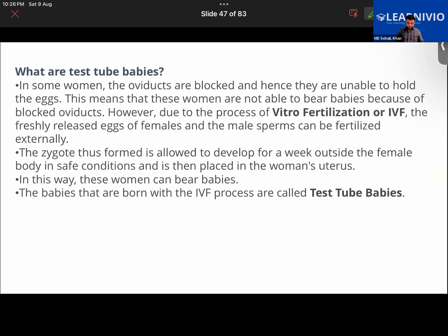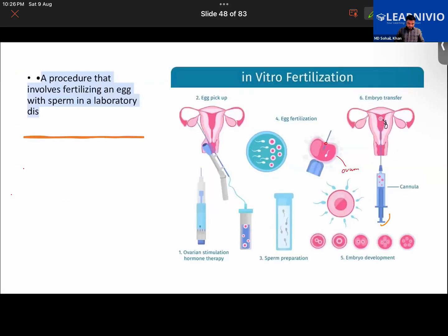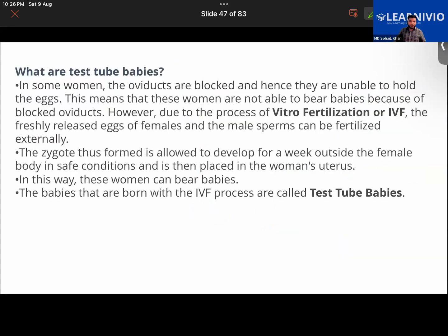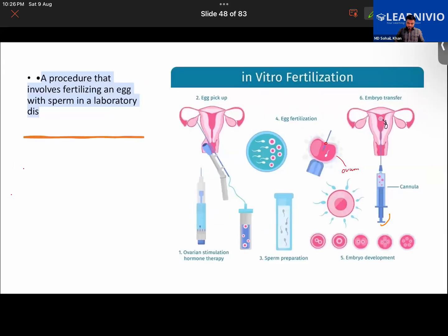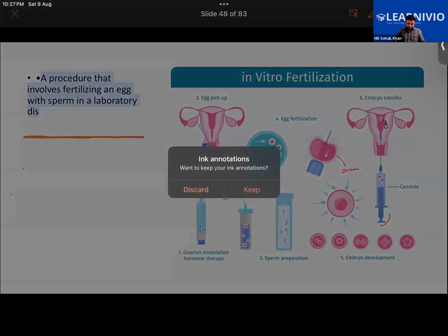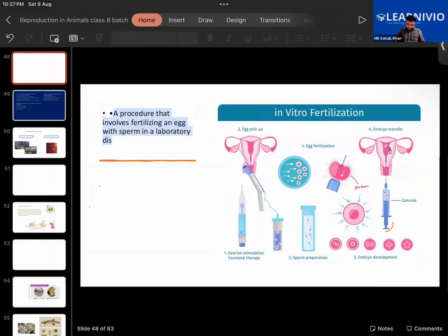Okay. Now we have a very interesting concept about in vitro fertilization, or basically the test tube. We'll be learning about test tube babies. There are many parents, many females, who are unable to bear a baby. There could be multiple reasons for this, but the main reason is a blocked fallopian tube.